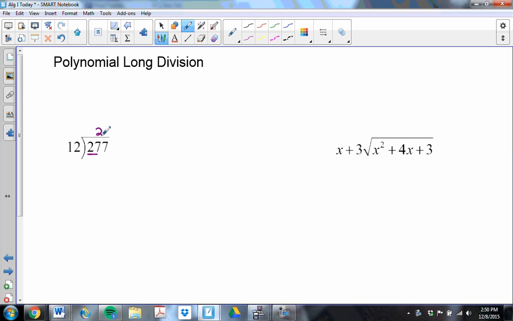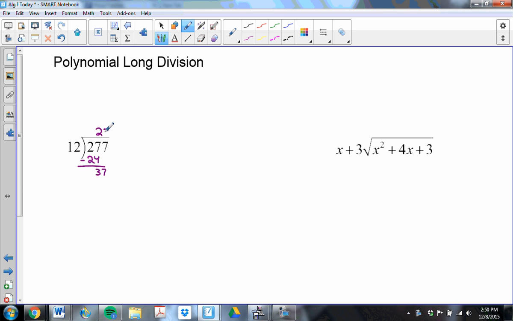And I put a 2 up here in that column. The columns are very important with long division. Make sure you match up whichever last number you were dealing with with your column. 2 times 12 is 24. I put a 4 here and I subtract and I get a 3. 3 is less than 12 and that's a good thing. So I'll drop down a 7.